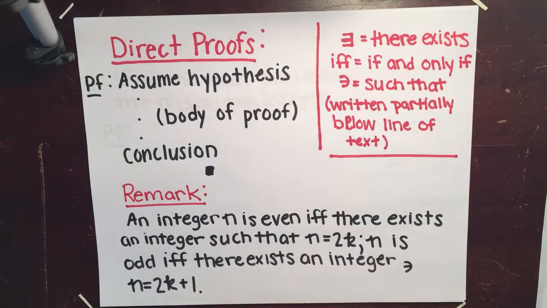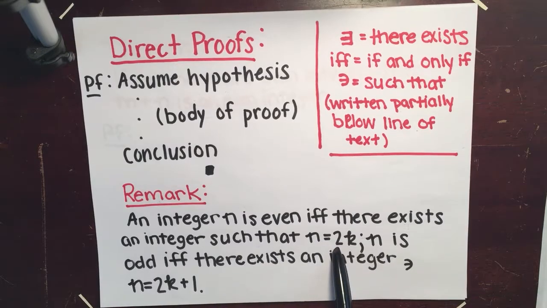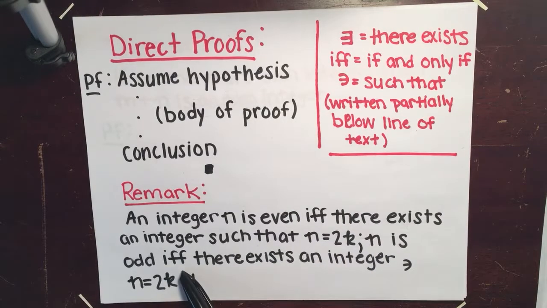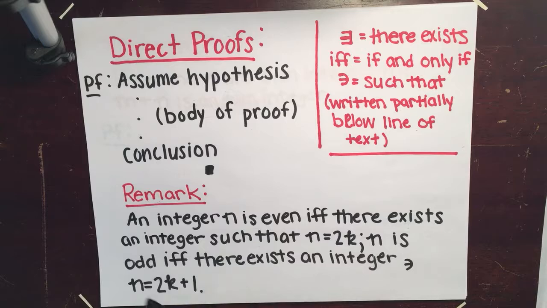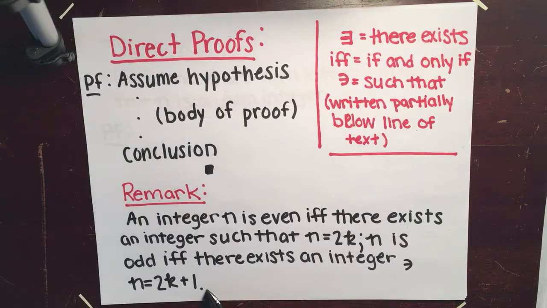In order to do any kind of proof, we need to understand this remark, and I'll read it for you and then explain it more in depth. An integer n is even if and only if there exists an integer k such that n equals 2k. n is odd if and only if there exists an integer k such that n equals 2k plus 1.